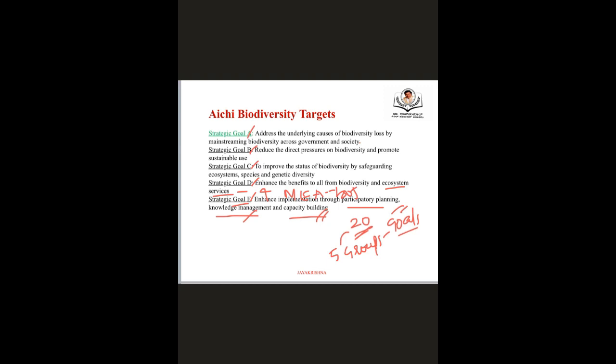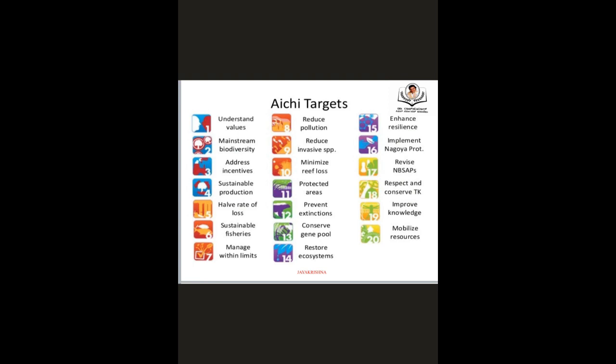These are the five goals which have been enlisted in the Aichi targets. Let us see the 20 targets that are given in the Aichi. See, these are the 20 targets. The first and foremost is called understand values. What do you mean by understanding value? Understanding the values of biodiversity. The biodiversity values need to be understood.